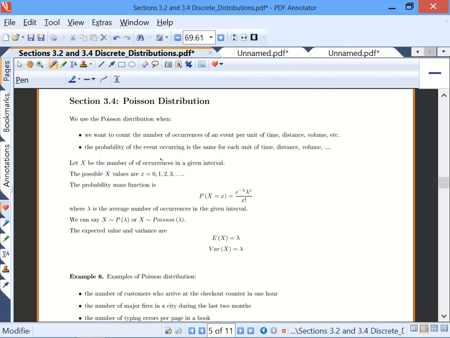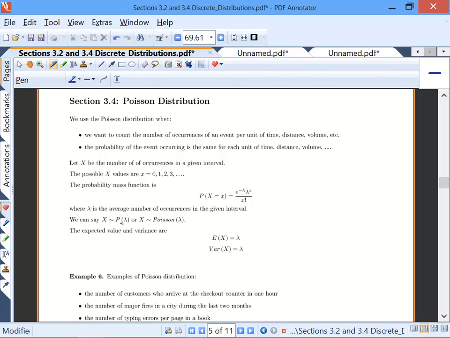So we let x be the number of occurrences in our given interval. Possible x values are 0, 1, 2, 3, potentially up to infinity. The probability mass function is given as this: e to the negative lambda, lambda to the power of x over x factorial, where lambda is the average number of occurrences in our given interval.